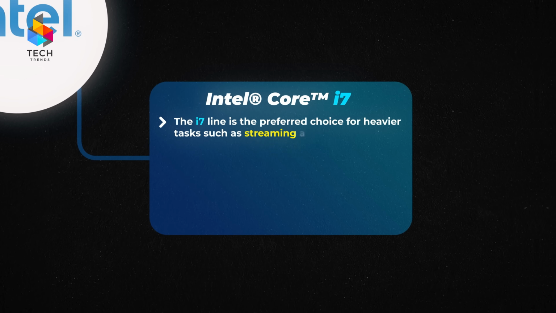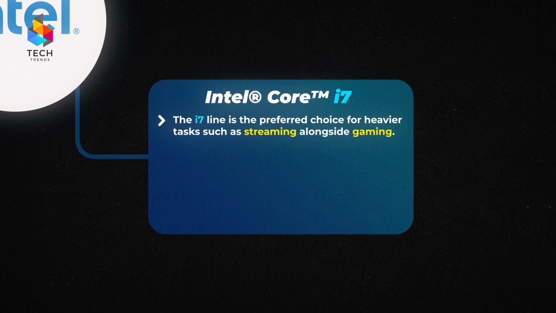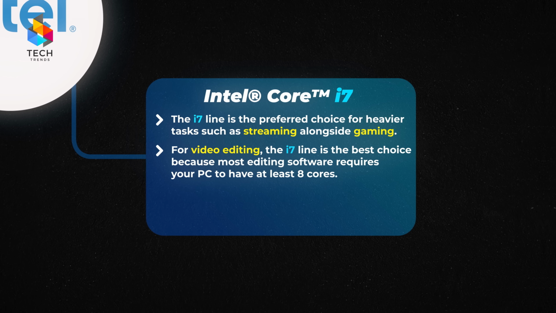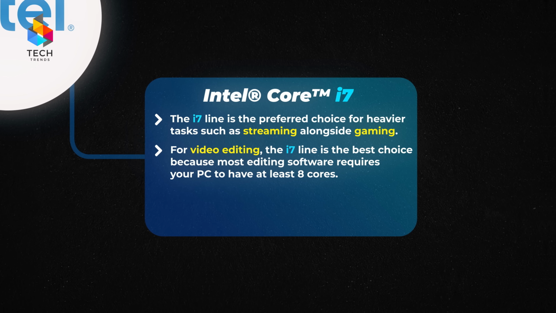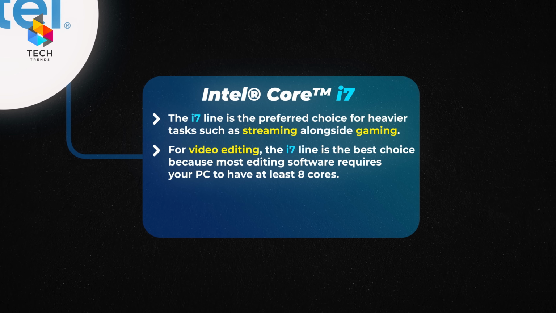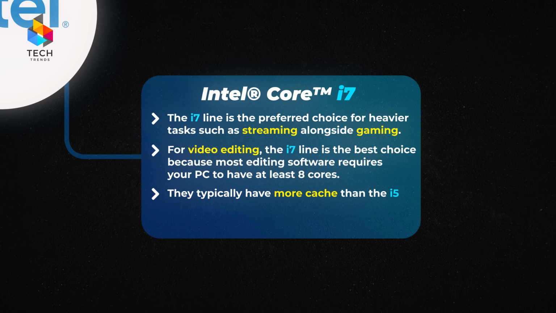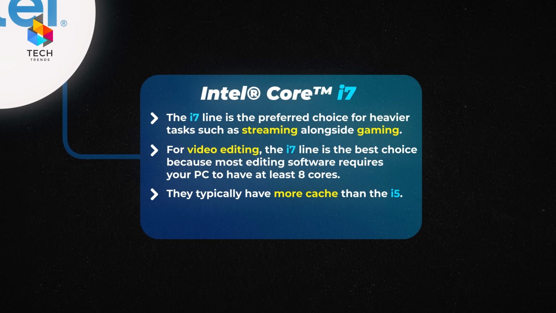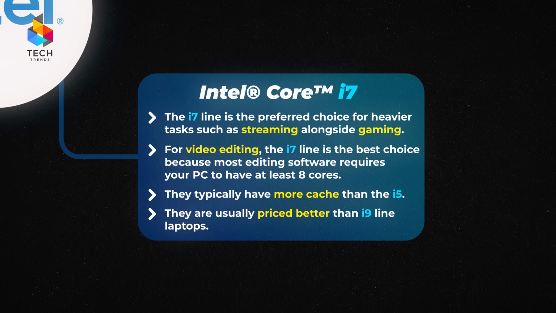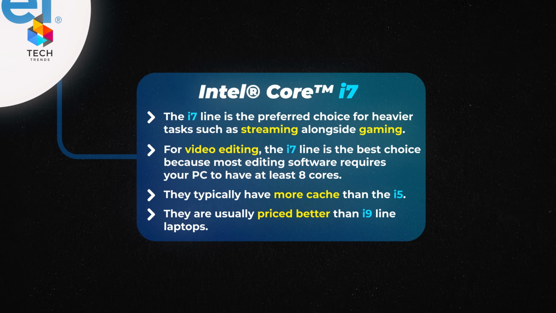The i7 line is the preferred choice for heavier tasks such as streaming alongside gaming. If you're looking for a PC for video editing, the i7 line is the best choice because most editing software requires your PC to have at least 8 cores. They typically have more cache than the i5 in laptops. They can be a sweet spot because they are usually priced better than i9 line laptops while offering similar performance.